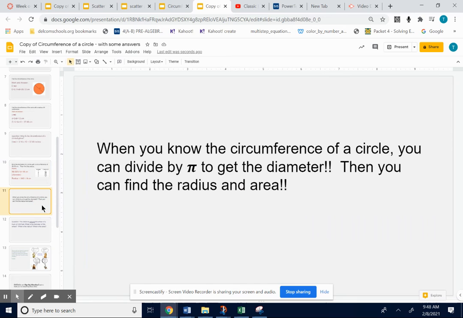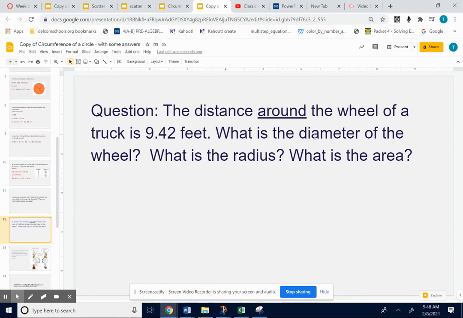Slide 11 is huge. They like to trick you on iStep and iLearn. If they give you the circumference of the circle, guys, if you ever know the circumference of a circle, just know you could divide by pi to get the diameter, and then you could even find the radius and the area. You can go nuts with this problem. If they give you the circumference of a circle, you can find the diameter and the radius and the area. So let's end with that problem in the video.